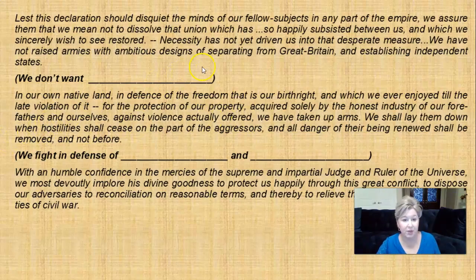We've not raised armies with ambitious designs of separating from Great Britain. We don't want to be independent states. That is not our design. We don't want independence.